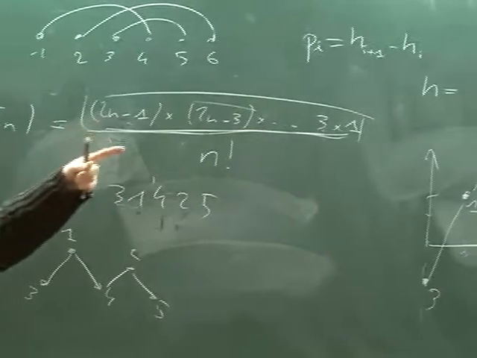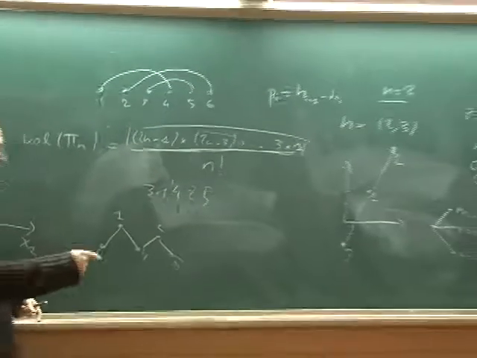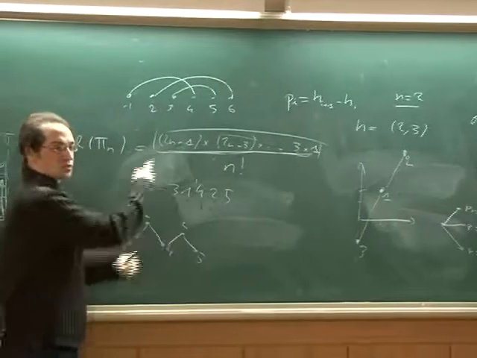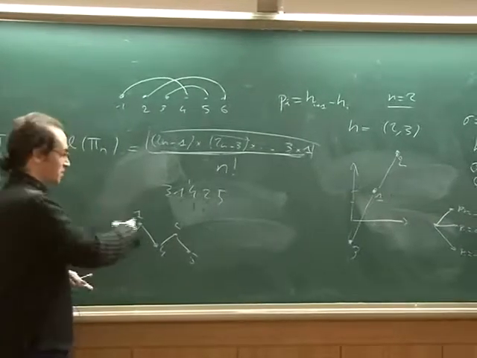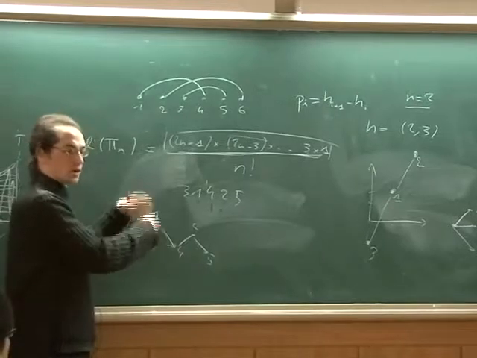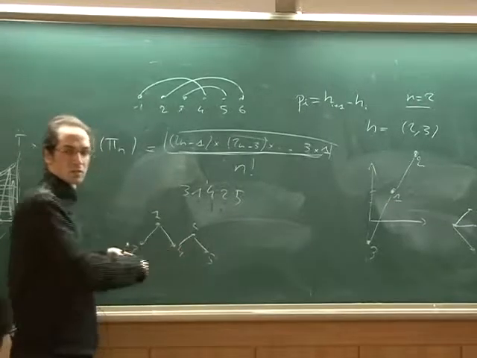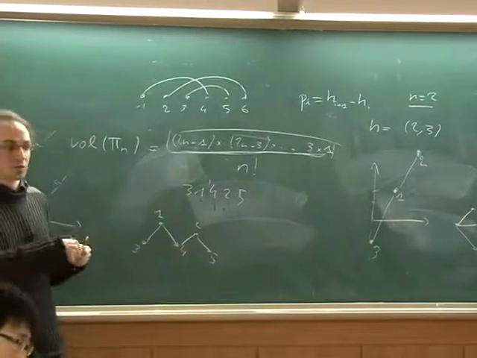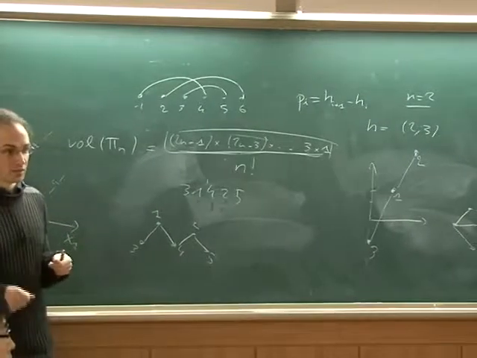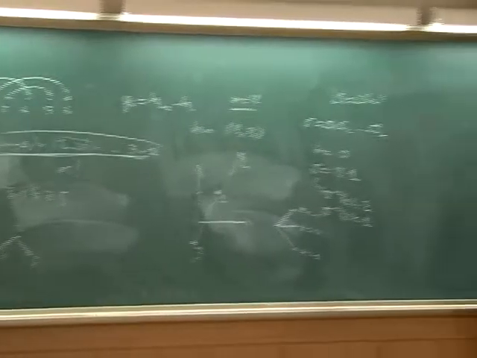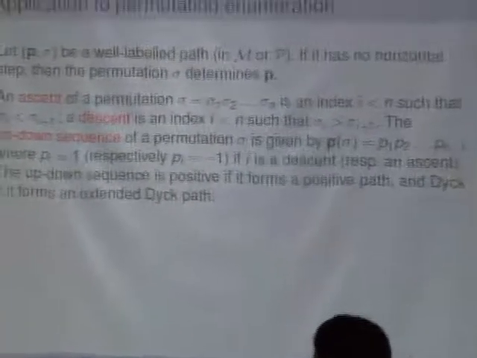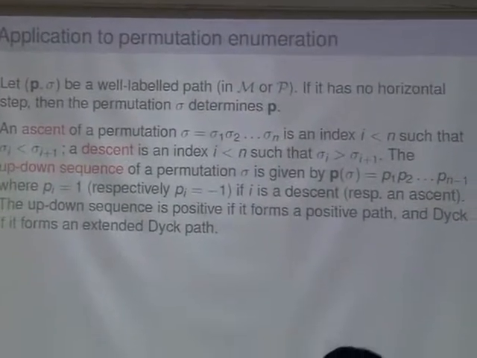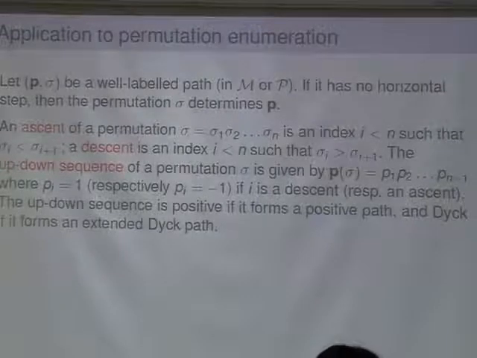And the up-down sequence, you don't really have to read this. It's just the path that it makes. Up to symmetry, the up-down sequence of a permutation is the unlabeled path that you obtain from the sequence of ascents and descents. If you have an ascent, you go up; if you have a descent, you go down. So how many permutations are there such that the corresponding up-down sequence is positive?